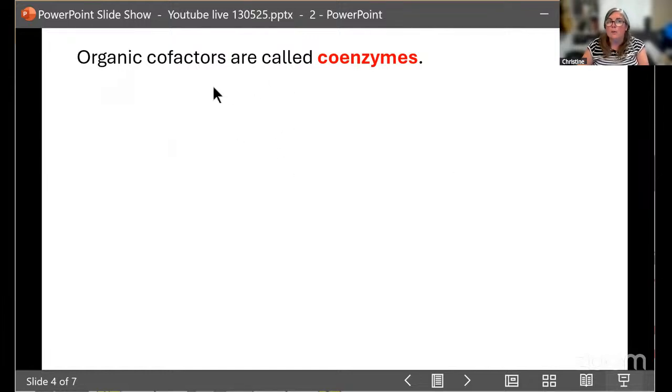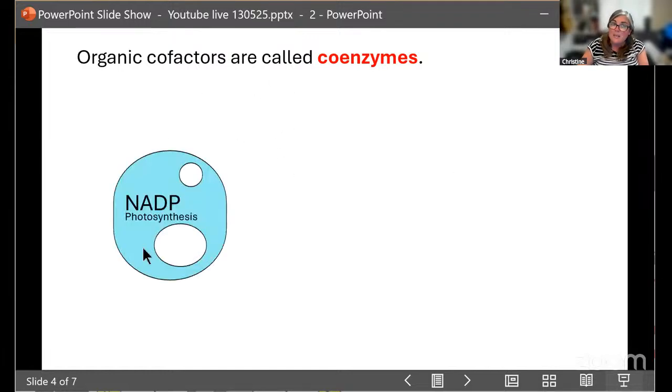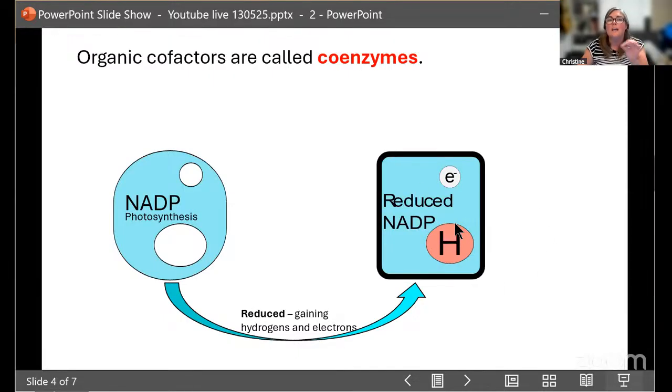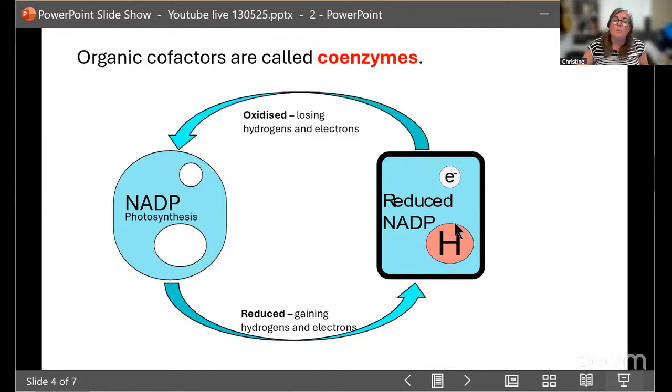So you need to know about organic cofactors, NADP, when we talk about photosynthesis, that can be reduced. So it's going to gain hydrogens. Yes, this is live if you're asking questions. It's going to gain hydrogens and electrons, and then you get reduced NADP. Going the opposite way, if we're going to lose the hydrogens and electrons, we're going to oxidize back to the NADP. So we have reduced NADP, which has gained the hydrogens and electrons, and NADP that can be oxidized.